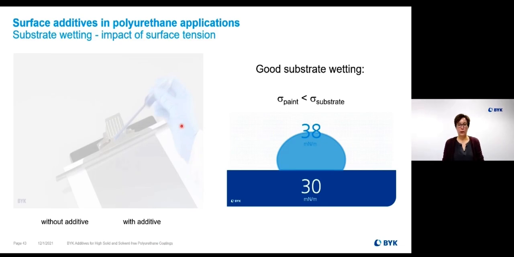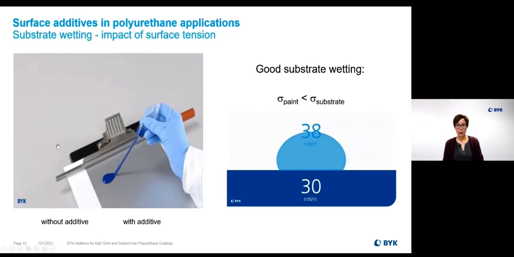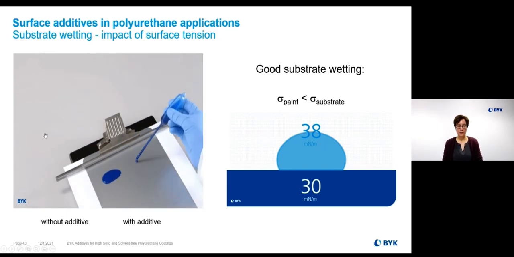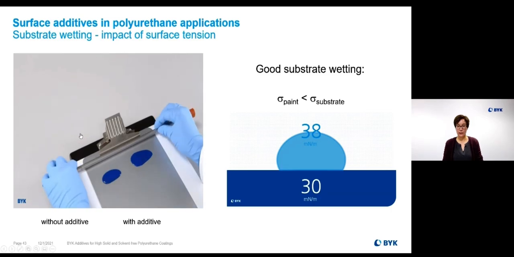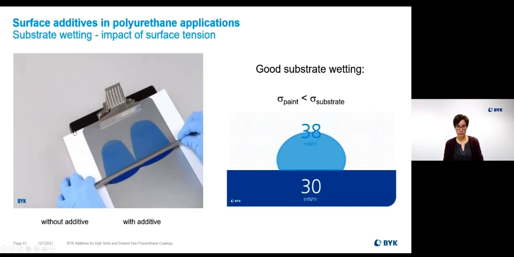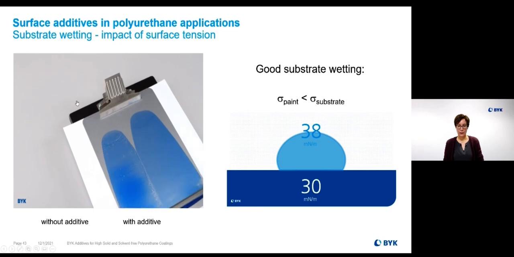What is the most important when it comes to surface tension in coatings? Have a look at this little movie. We apply now two coatings. One coating which contains a silicone additive, a surface additive, to reduce the surface tension, and one is without any surface active substance like a silicone. And it is very obvious that the coating without silicone doesn't wet the surface properly. Why does this happen?